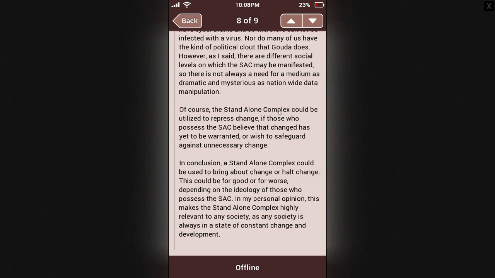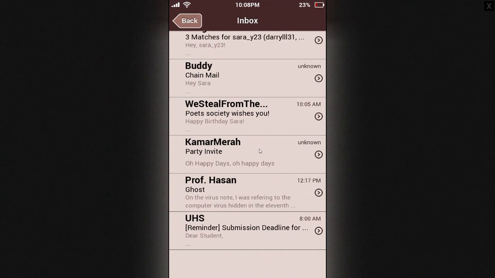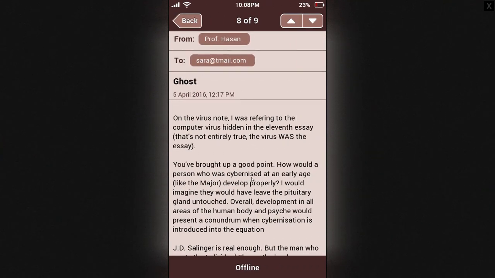Of course, the standalone complex could be utilized to repress change. If those who possess the SAC believe that change has yet to be warranted or wish to safeguard against unnecessary change, in conclusion, a standalone complex could be used to bring about change or halt change. This could be good or for worse, depending on the ideology of those who possess the SAC. In my personal opinion, this makes the standalone complex highly relevant to any society, as any society is always in a state of constant change and development. Sure. Oh, I'm supposed to go up.